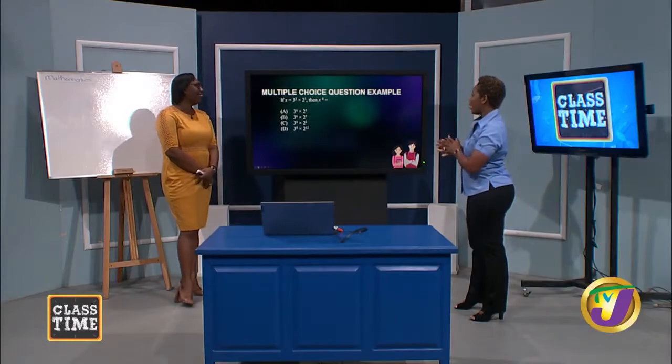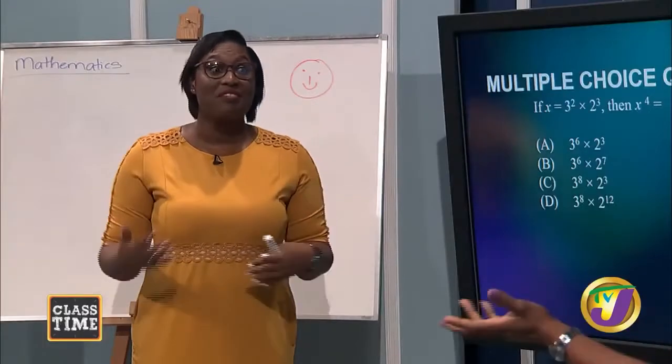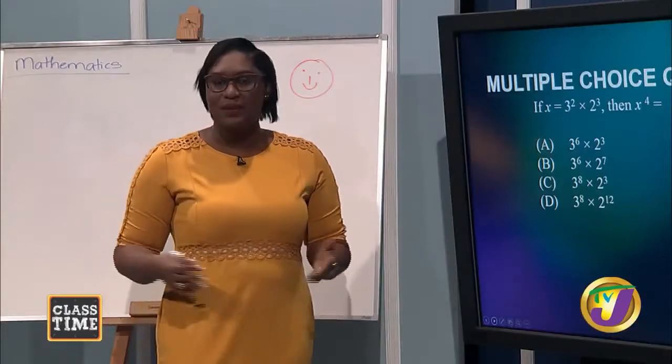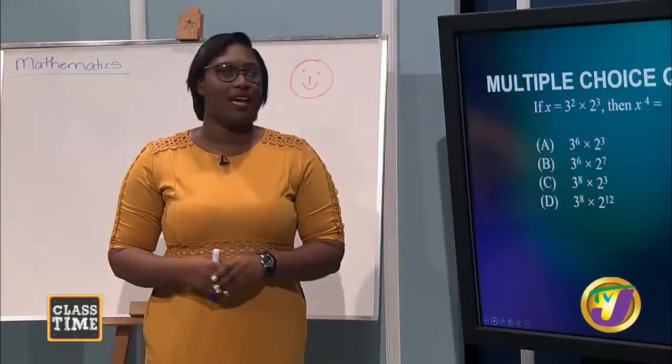So we have a problem. We have a math sentence where if x is equal to 3 squared multiplied by 2 cubed, then x to the 4th power is what? Now let's go back into our memory box and remember some of the laws of indices. Those laws of indices that you did throw away? Come back for them.